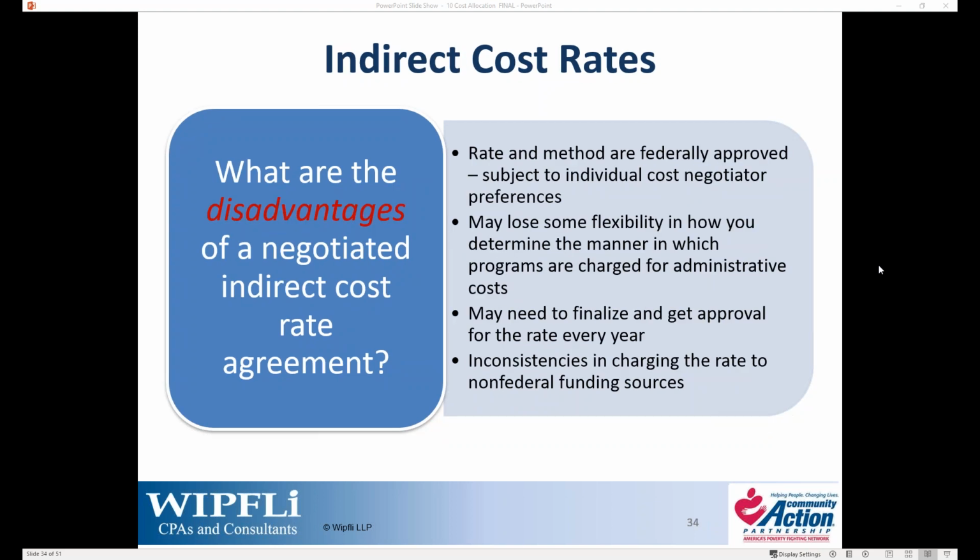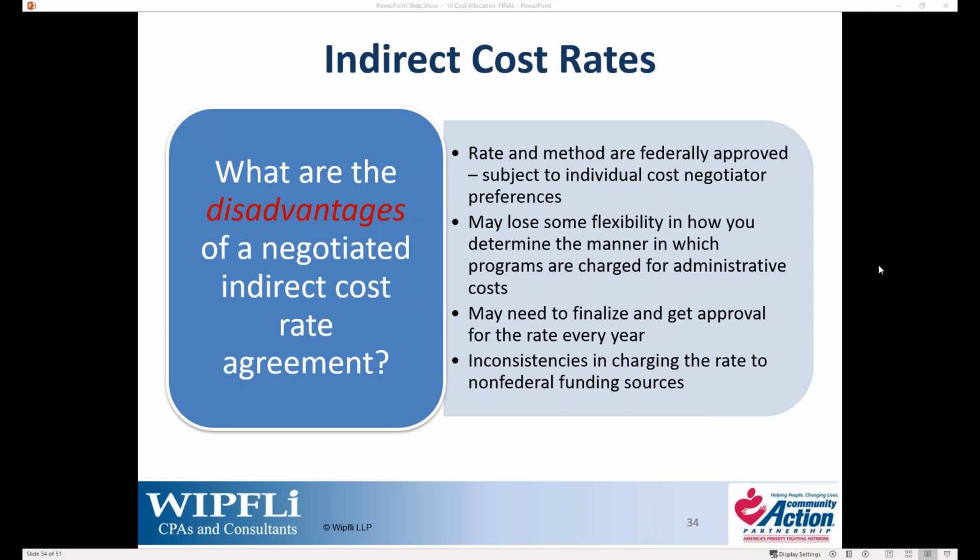Now, what are some of the disadvantages? The rate and the method are federally approved. Wait, didn't I just say that was an advantage? It is, but the disadvantage is that it's subject to the individual cost negotiator's preference. Now, we say this is a negotiated rate. There's not a whole lot of negotiation that goes on. You submit your application, the rate negotiator tells you what your rate is.